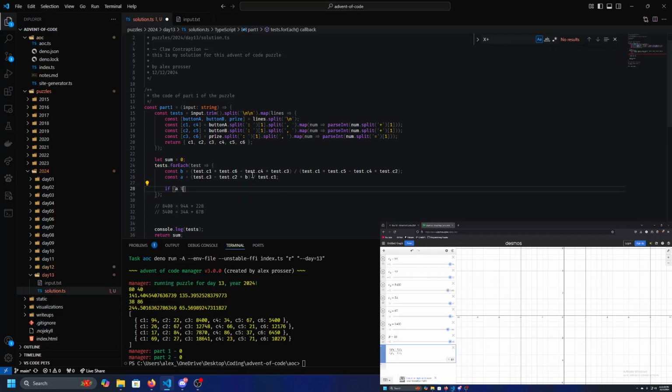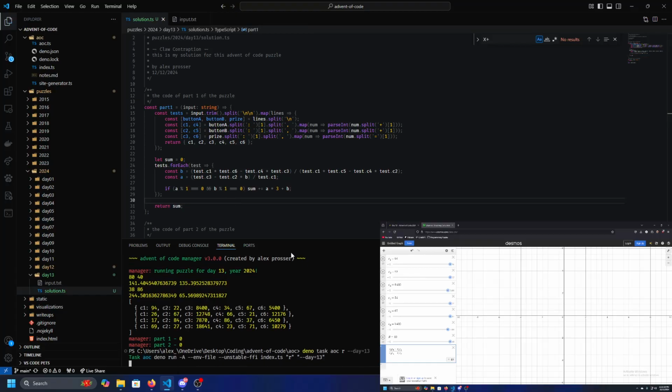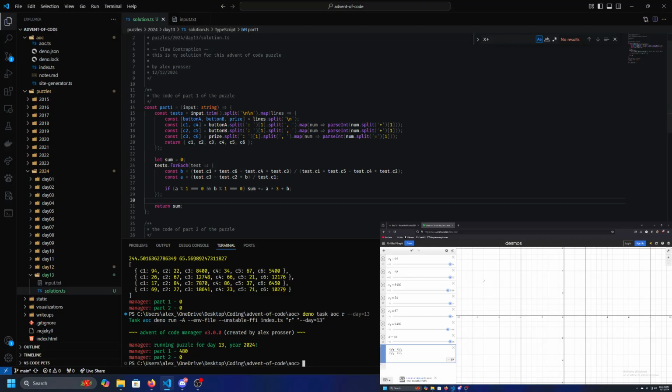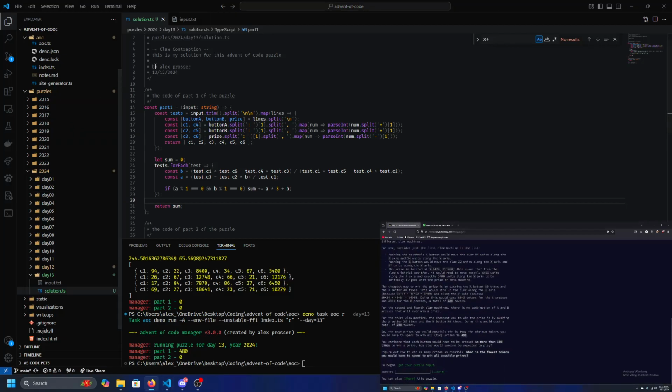If A and B mod 1 is equal to 0, 7 plus equals A times 3 plus B. I think that's all I need. Was that the right answer? Yes.